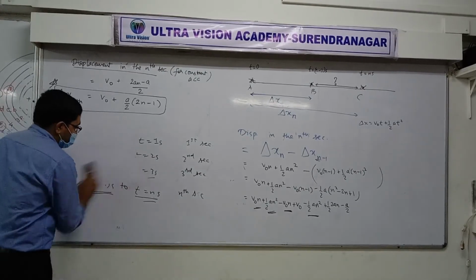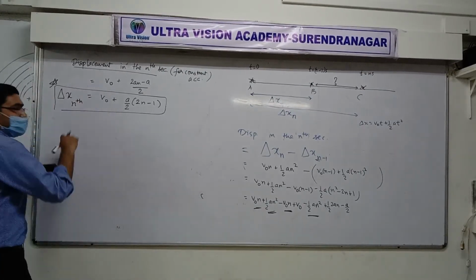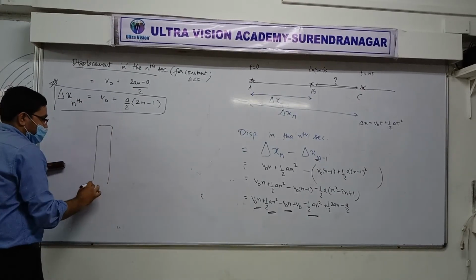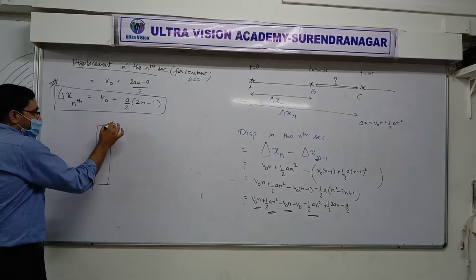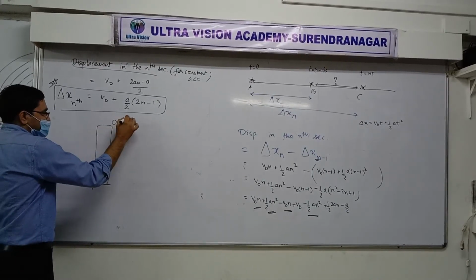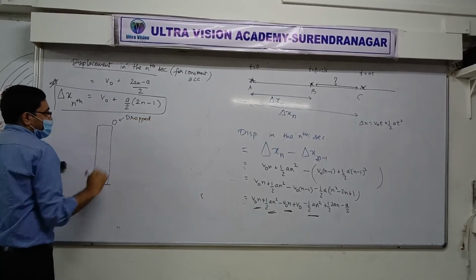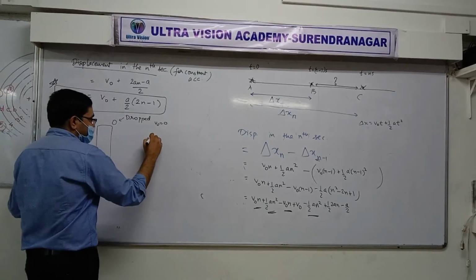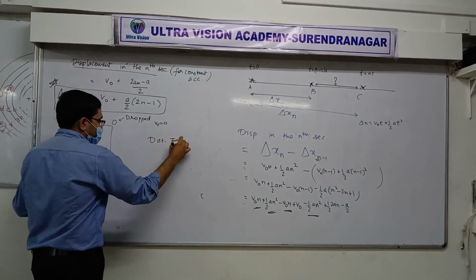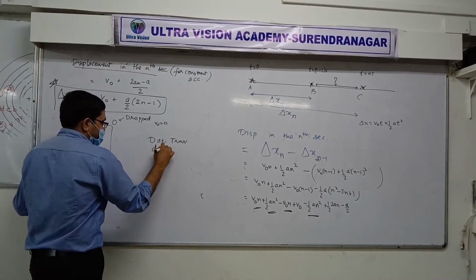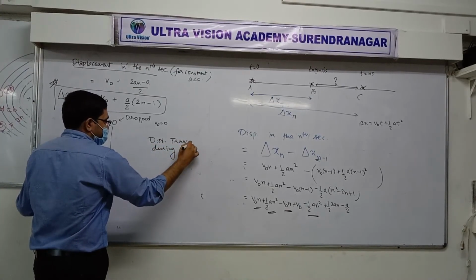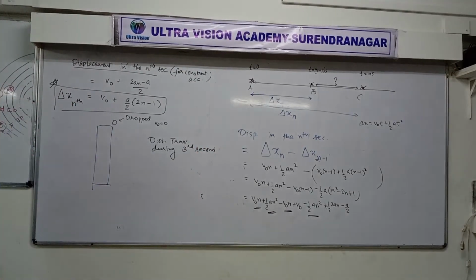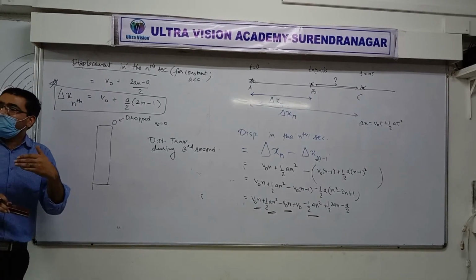Let's take a very simple question based on this. See here. Suppose someone goes on top of a fairly tall tower and drops a ball. Dropped means initial velocity is 0. So if I ask you what is the distance traveled during, let's say, the third second. What is the distance traveled in the third second?